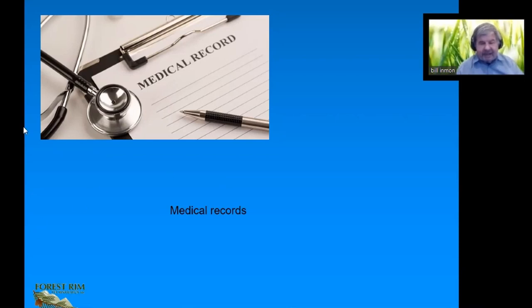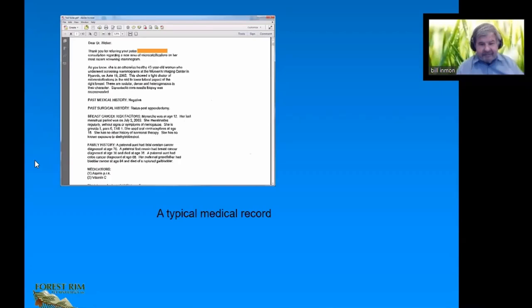And the problem is that when you want to look at 10,000 or 100,000 records, you're not going to be able to do it manually. You've got to have some way of taking the text that's in those medical records and putting it into the form of a database. And so here's a typical medical record. This is one that we happen to find. And in this medical record, we find information about medications, procedures, diagnosis, and past medical history.